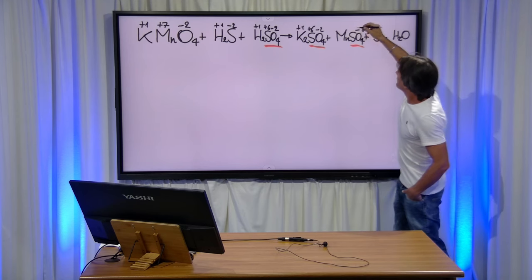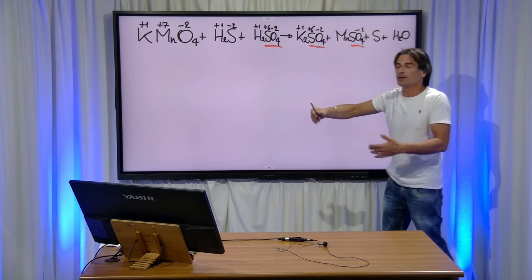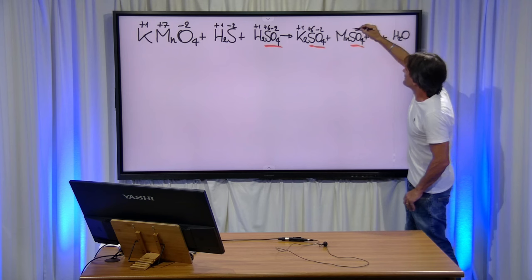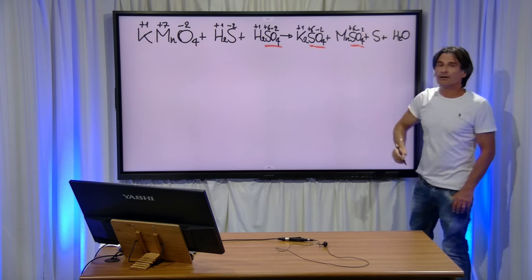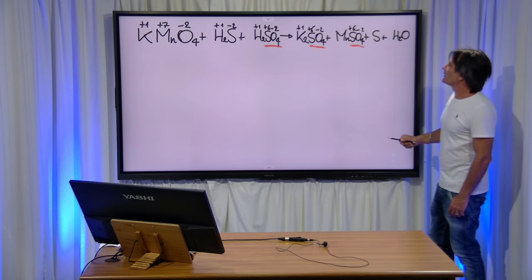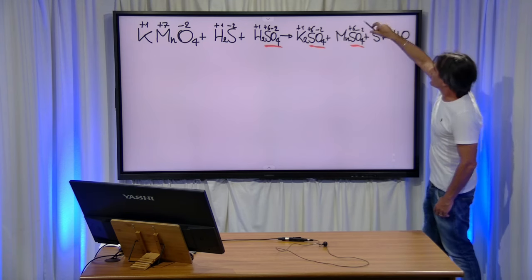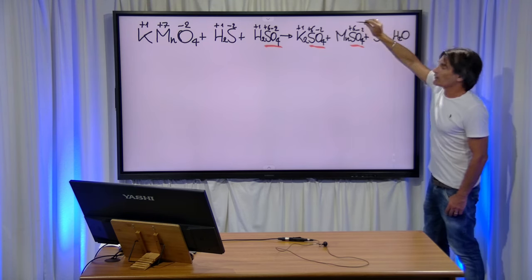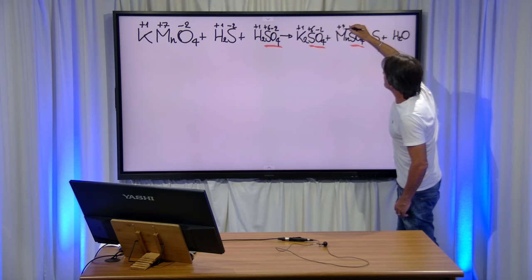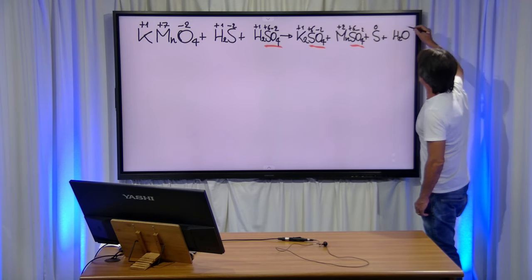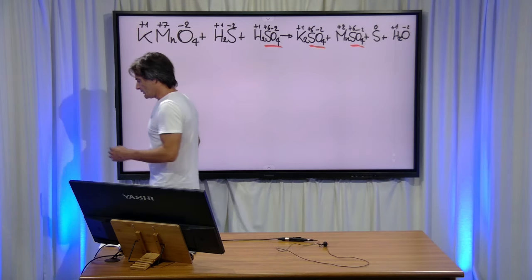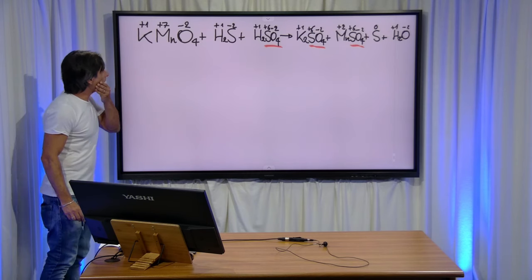So, if nothing has changed, the oxidation number of the sulfur is the same, plus six, also in this case. This permits me to define the oxidation number of the manganese, that is equal to plus two. Here, zero, here, minus two, plus one, but it's always the same.